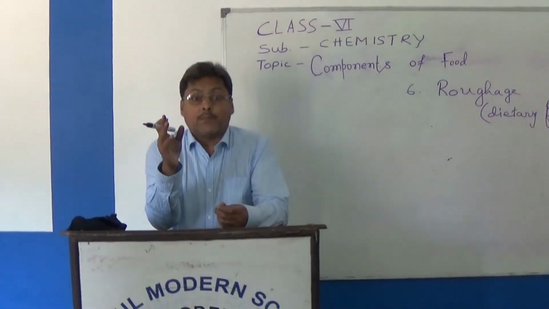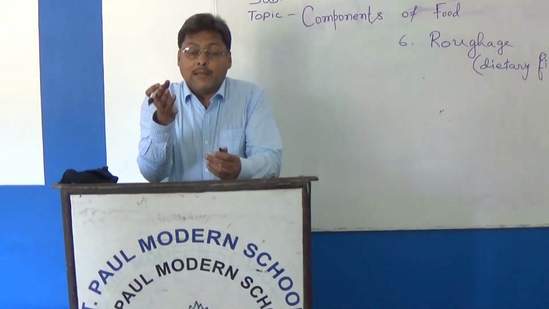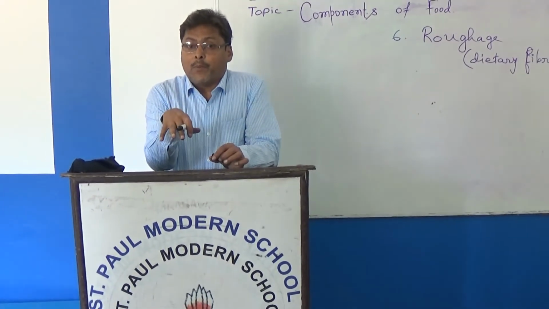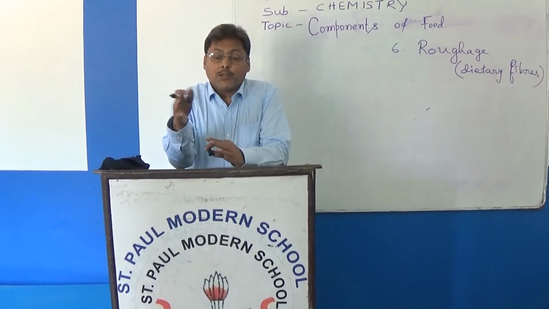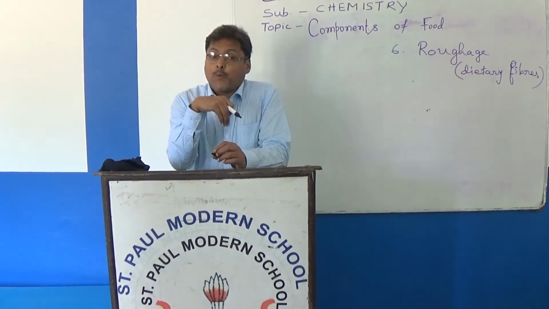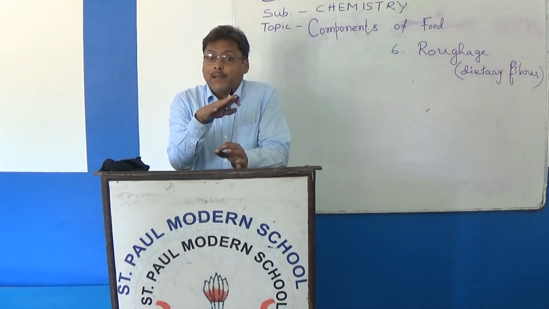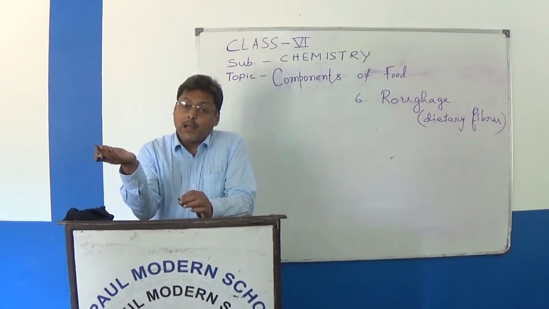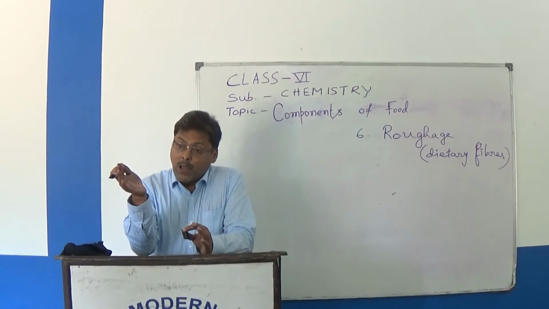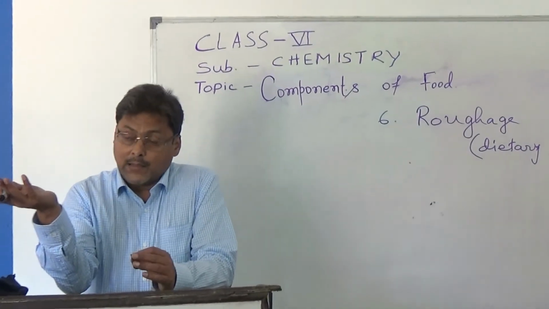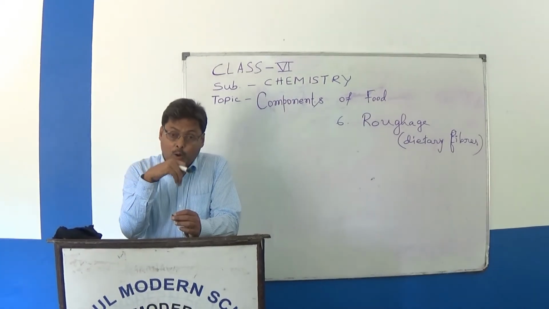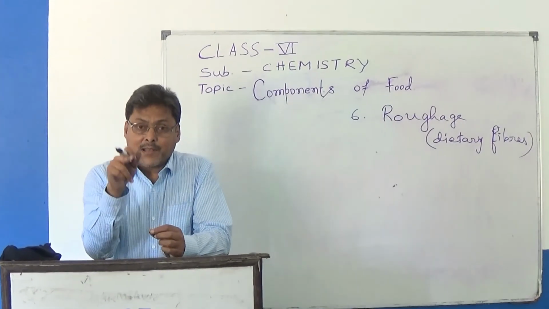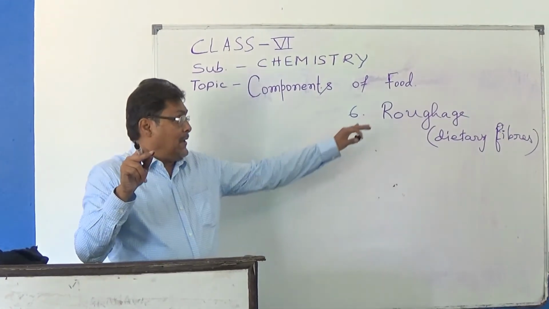Fiber we have to take. Fiber is not digested in our body. Fiber, plant fiber, cellulose. Cellulose is not digested in the stomach of human beings. It is digested in the stomach of some mammals, herbivorous mammals like cow, horse, etc. But we cannot digest it, but it helps our digestion. So roughage is also important.